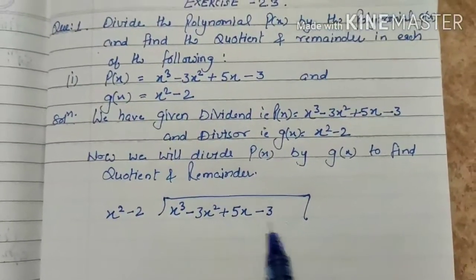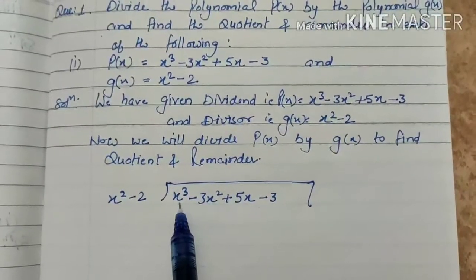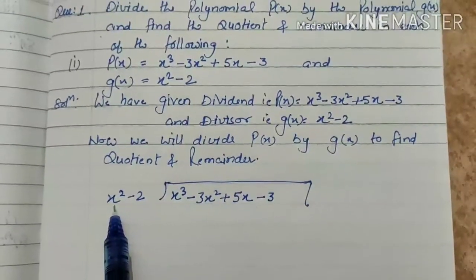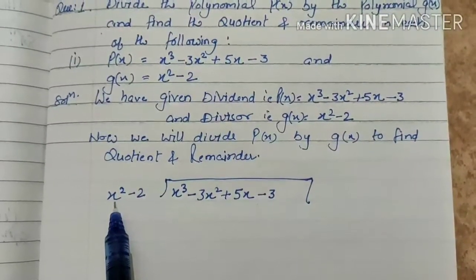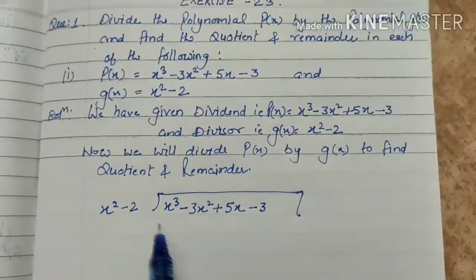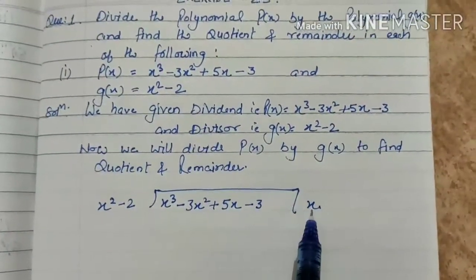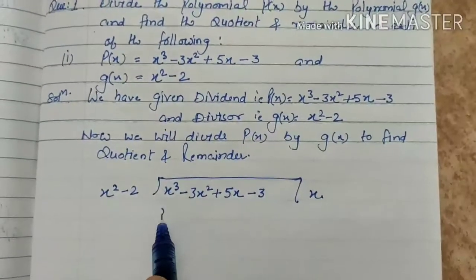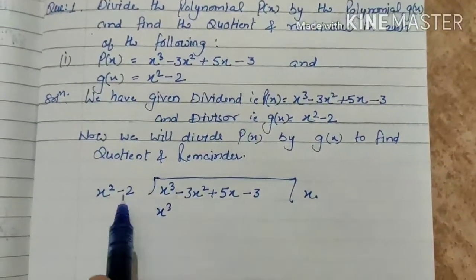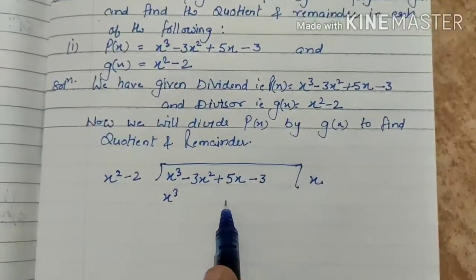So to get the first term of quotient, we will divide the highest degree term of the dividend by the highest degree term of divisor, that is x square. So here it will be x. So x into x square becomes x cube here, and x into minus 2 becomes minus 2x. So we will write right here.